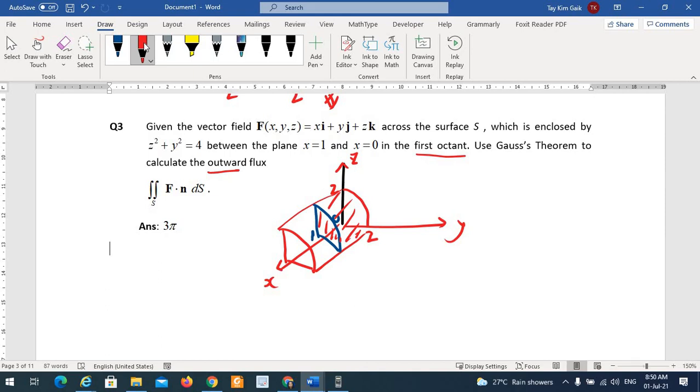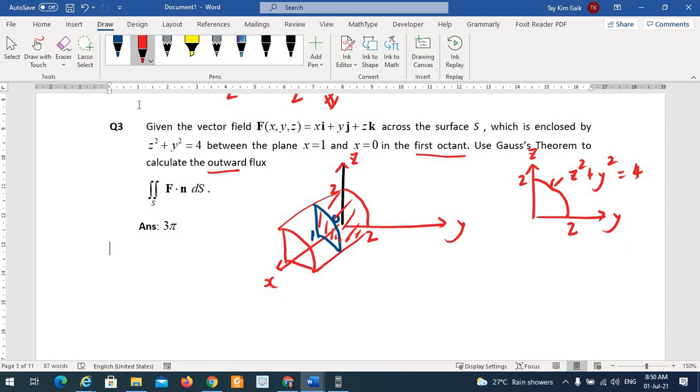Normally, your cylinder x squared plus y squared equal to 4 is vertical. Now the cylinder is parallel with the x-axis. Okay, and when you press the cylinder, you will get the projection on the ZY plane. Because it is the first octant only, it's only a quadrant of the circle. So this is z squared plus y squared equal to 4 in the first quadrant only.